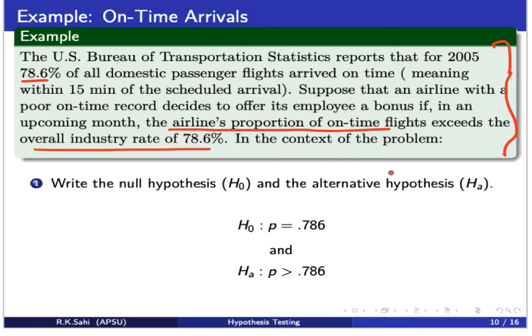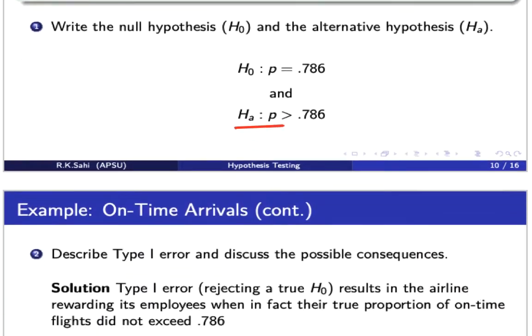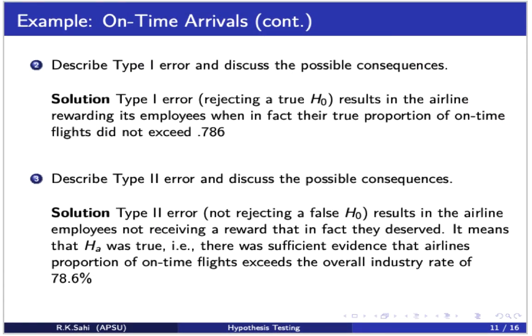Now this airline says, oh guys, you do a good job, you get your proportion of these flights more than the industry rate. That's what we're looking at. So that's their alternative hypothesis, that the proportion of their flights is going to exceed the 78.6%. Okay, so what kind of errors can come up here? Let's describe a type 1 error and what are the possible consequences.